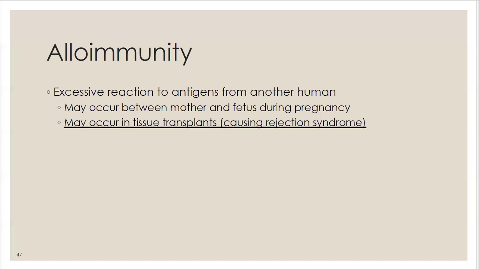Alloimmunity occurs when the immune system has an extensive reaction to antigens originating from another human. This immune response can lead to complications in specific scenarios. Alloimmunity is an excessive reaction of the immune system to antigens that come from another person. This would be like in pregnancy. Alloimmunity may occur between the mother and fetus when the immune system of the mother reacts to fetal antigens.